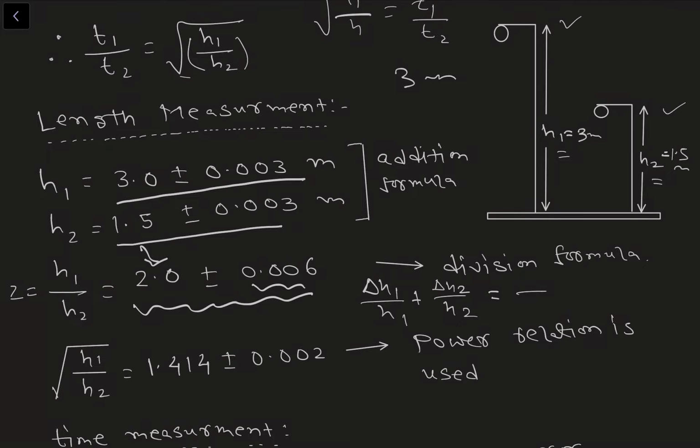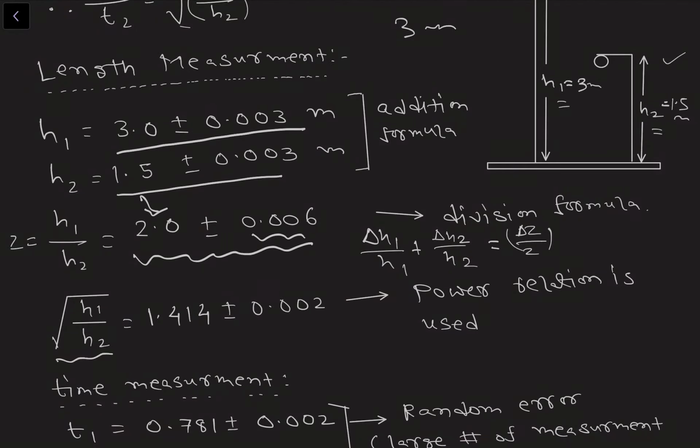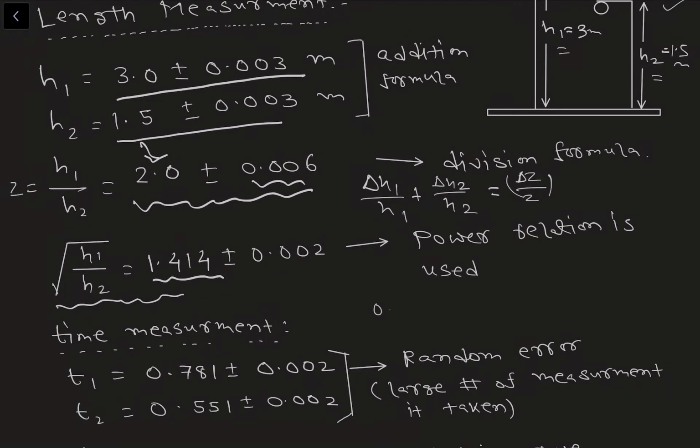It will be represented by h, z, delta z by z. Now we need to calculate the ratio of h1 and h2. We have to calculate the square root of h1 divided by h2. In case of square root, we basically use the power relation. So things become like 0.5 delta h1 by h1 plus 0.5 delta h2 by h2. So this is our delta m by m.